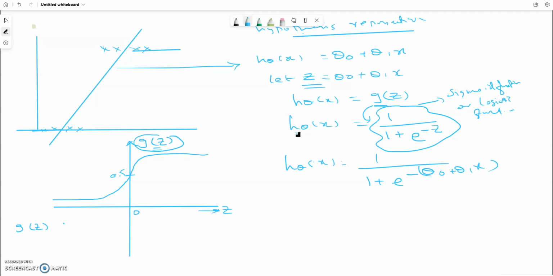Now I can write an equation here. g of z is greater than or equal to 0.5 when z is greater than or equal to 0. I can also write it another way: g of z is less than 0.5 when z is less than 0, right? So now this is about hypothesis representation. Now let's talk about the decision boundary.